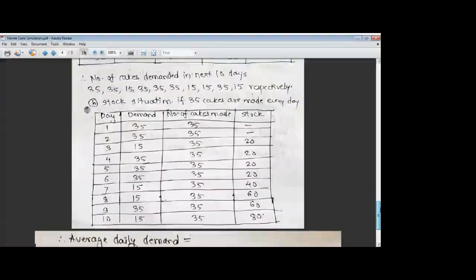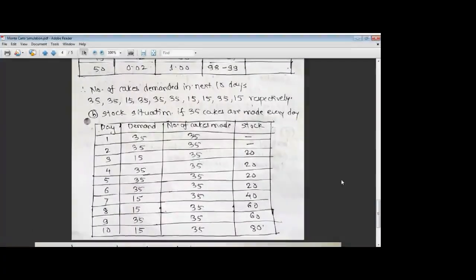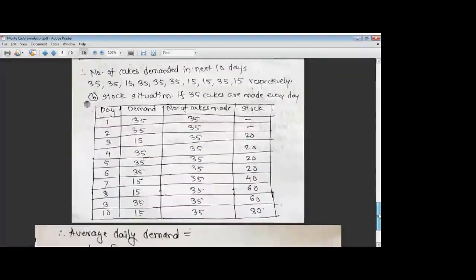But now let's solve our numerical further. We have been asked what is the stock situation if 35 cakes are made every day. If this is the demand for the next 10 days, irrespective of the demand, the bakery owner is deciding to have 35 cakes per day. He is not worried about the demand. So we'll have to think of what the stock situation is.